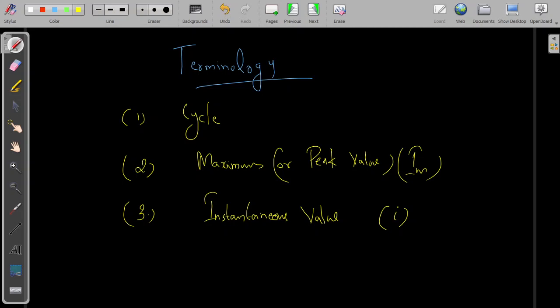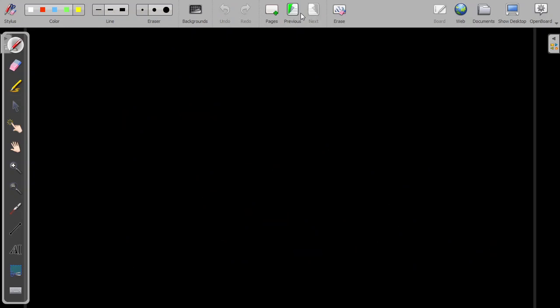Now, instantaneous value means the value of the quantity at any instant of time. And the fourth one is time period, which we have already defined. Time period, or periodic time, is the duration of time required for the quantity to complete one cycle, and it is denoted as capital T. Again, notations are very important.